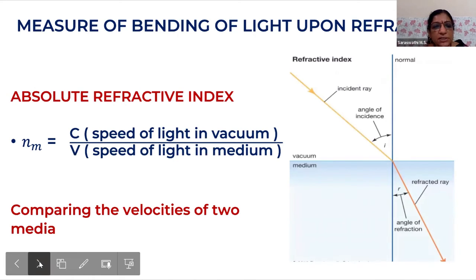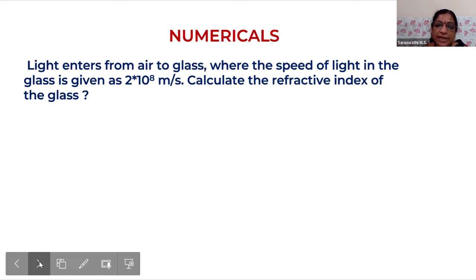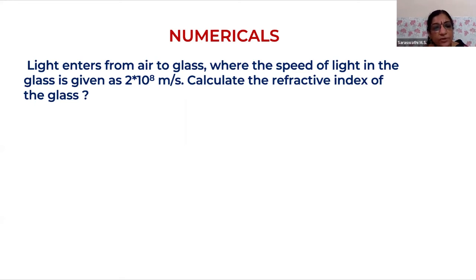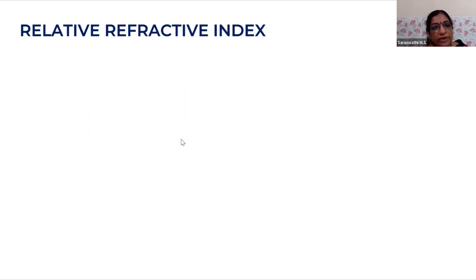So we will do this. What is the speed of light in air or vacuum? 3 into 10 to the power 8 meter per second. What is the speed of light in glass, given as 2 into 10 to the power 8? So 3 into 10 to the power 8 divided by 2 into 10 to the power 8 gives you the refractive index of glass, the absolute refractive index of glass, which is 1.5. 3 divided by 2 gives you 1.5.